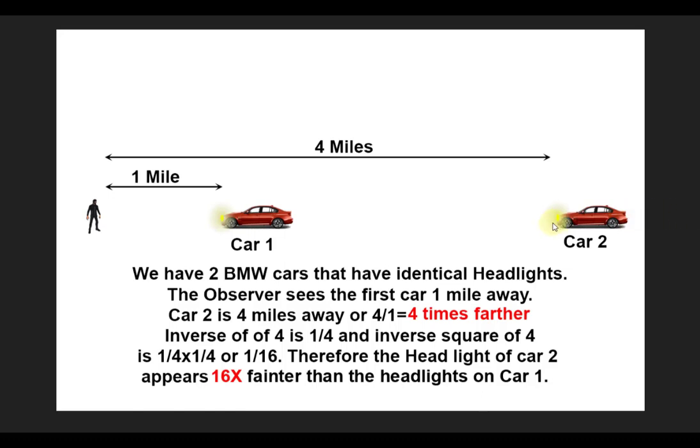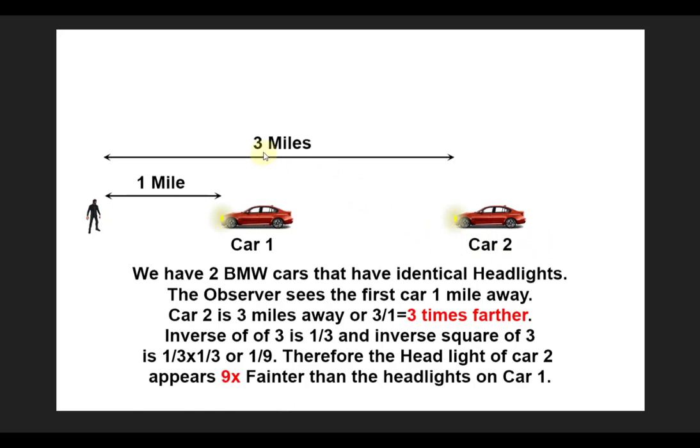We have 2 standard candles here, and they both belong to these BMW cars. Identical headlights, car number 2 and car number 1. One of them is 1 mile away, one of them is 4 miles away. Because car number 2 is 4 times farther than car number 1, it must be 16 times fainter. So if you find a BMW to be 16 times fainter than the closer one, then it must be 4 times farther.